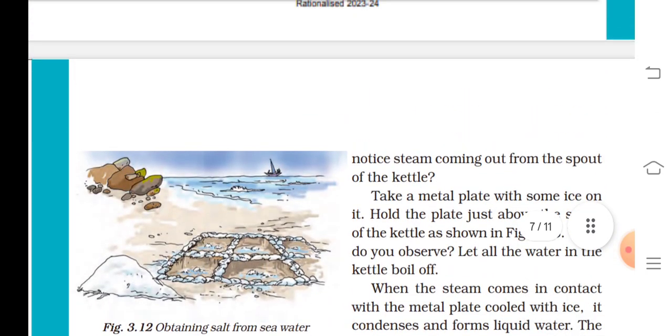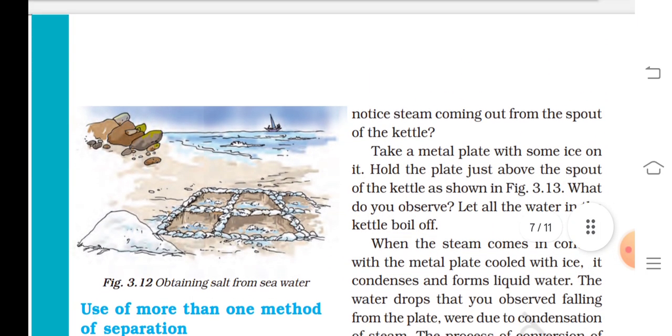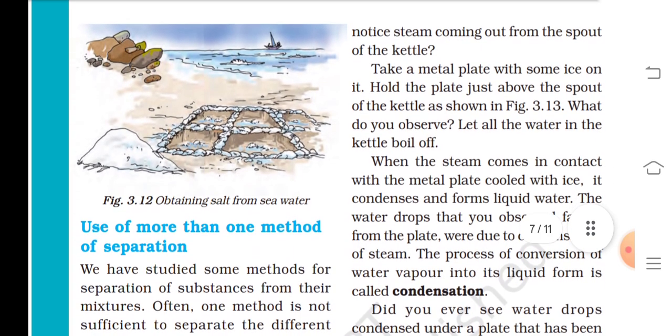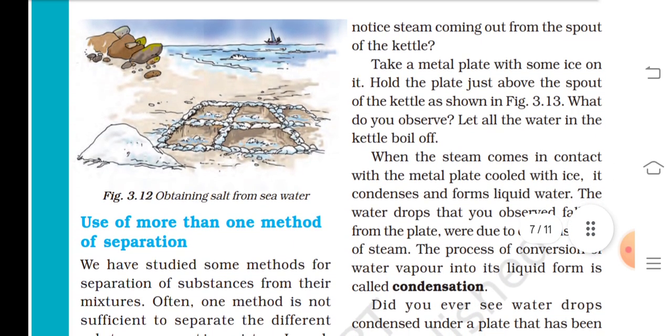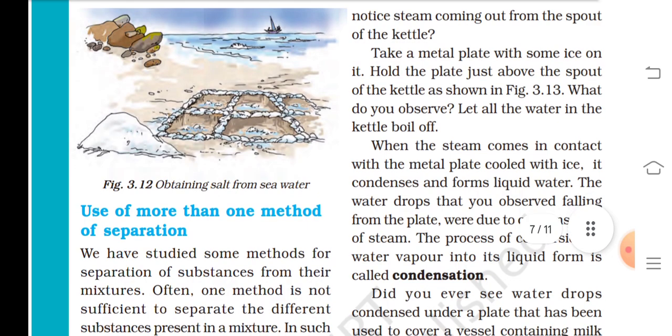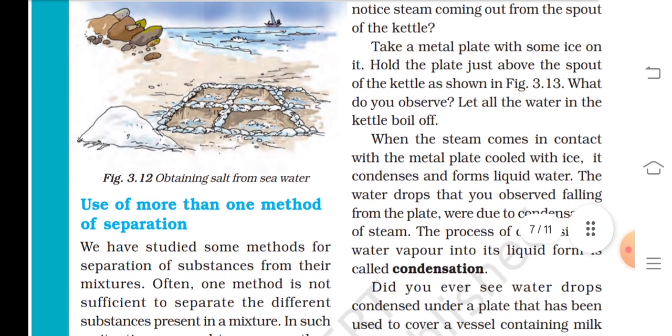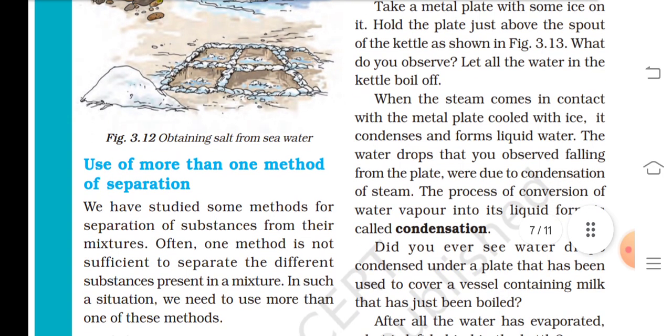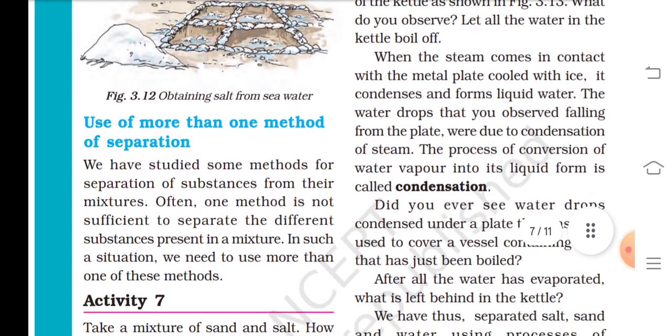Do you notice steam coming out from the spout of the kettle? Take a metal plate with some ice on it. Hold the plate just above the spout of the kettle as shown in the figure. What do you observe? Let all the water in the kettle boil off.